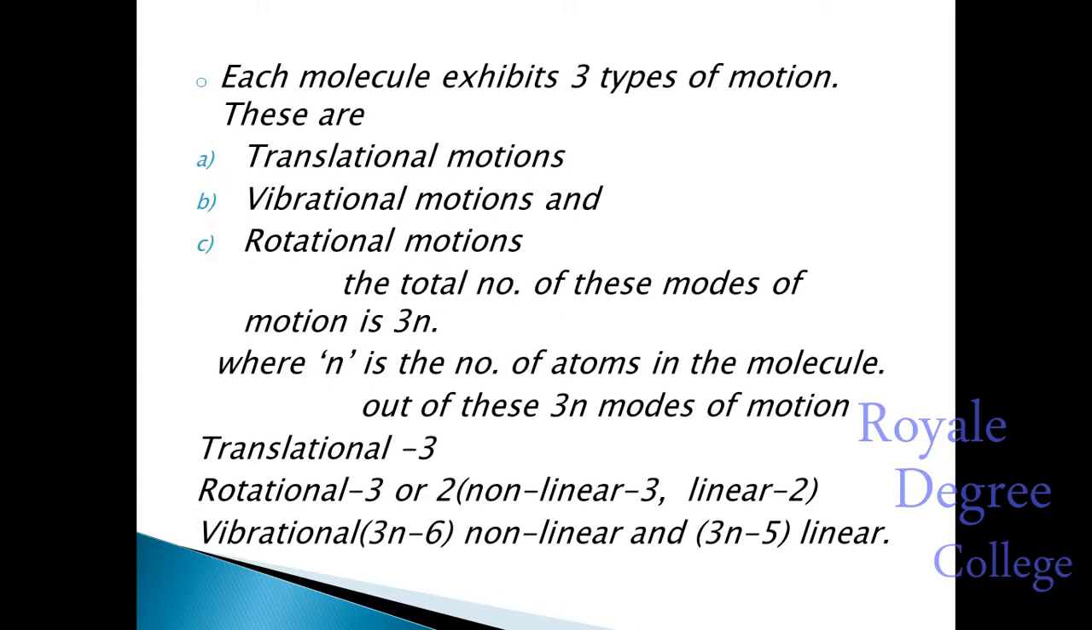Each molecule exhibits three types of motion. The first type is translational motion, the second is vibrational motion, and the third is rotational motion. So the total number of these modes of motion is 3n, where n is the number of atoms in the molecule. Out of these 3n modes of motion, translational 3, rotational 3 or 2, that is nonlinear 3, linear 2. Vibrational 3n minus 6 for nonlinear, and 3n minus 5 for linear.